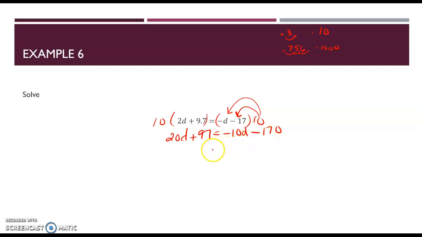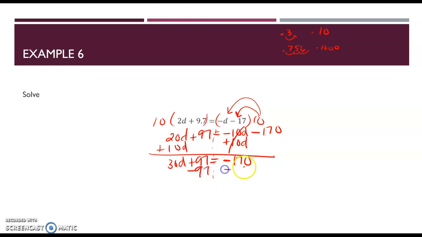From here, I'm just going to solve like we know. I have variables on both sides, so I'm going to add my smallest. Because this is a negative 10, I'm going to add it to both sides so that it becomes 0 on the right-hand side. So 20 plus 10 is 30. So we have 30D plus 97 equals a negative 170. And then I'm going to subtract the 97. So I'm going to subtract 97, making it 0 on the left-hand side.